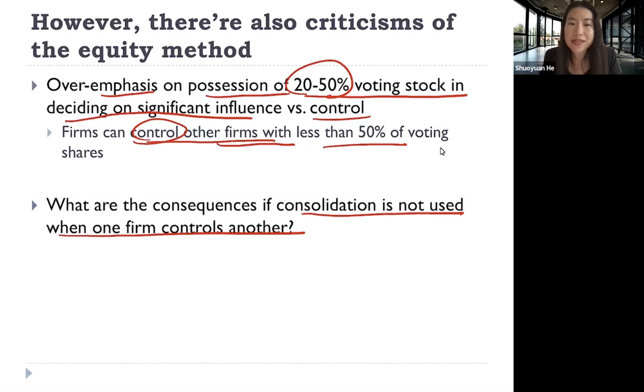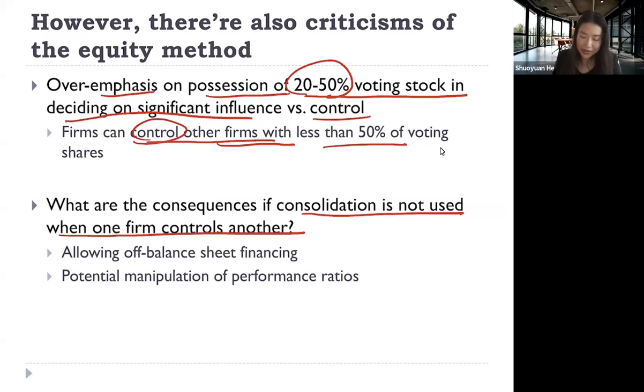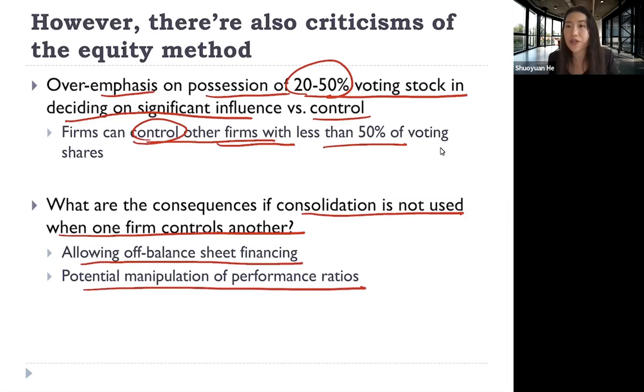So what are the consequences if we do not use consolidation in this situation? There are several consequences. It may allow off-balance sheet financing and potential manipulation of performance ratios. So it can open up some other doors for manipulation.